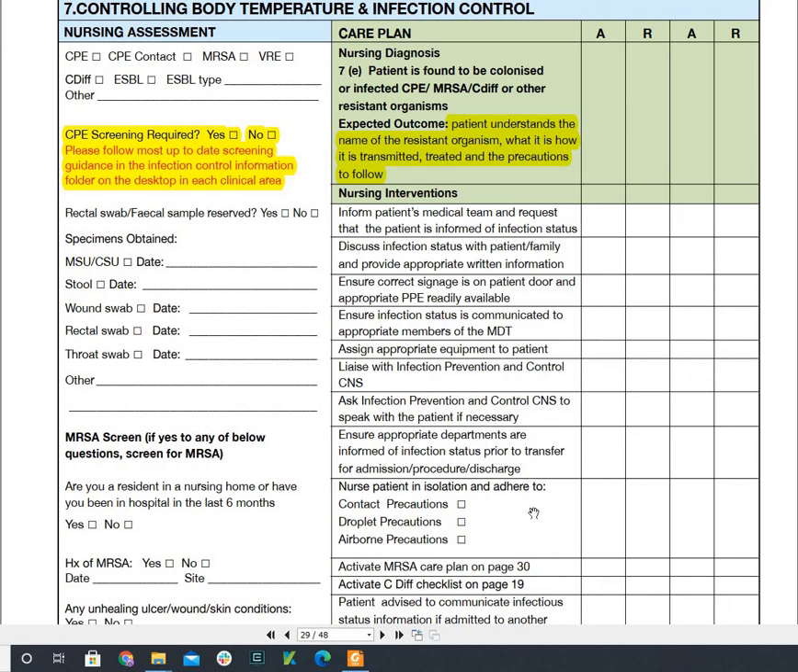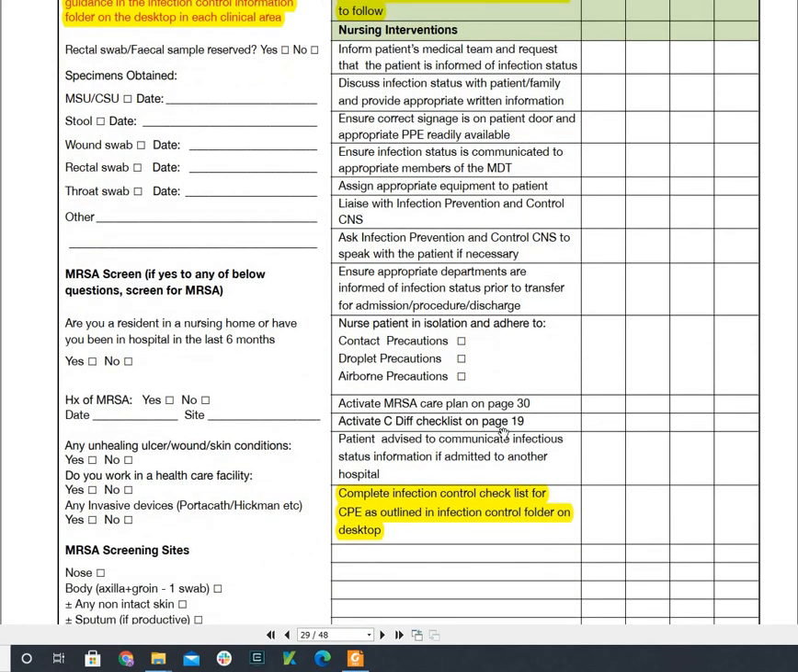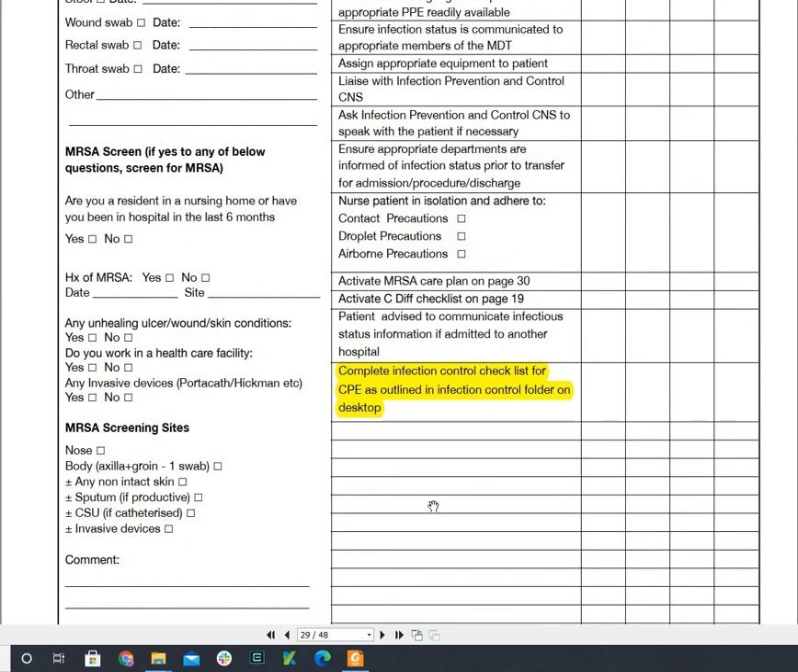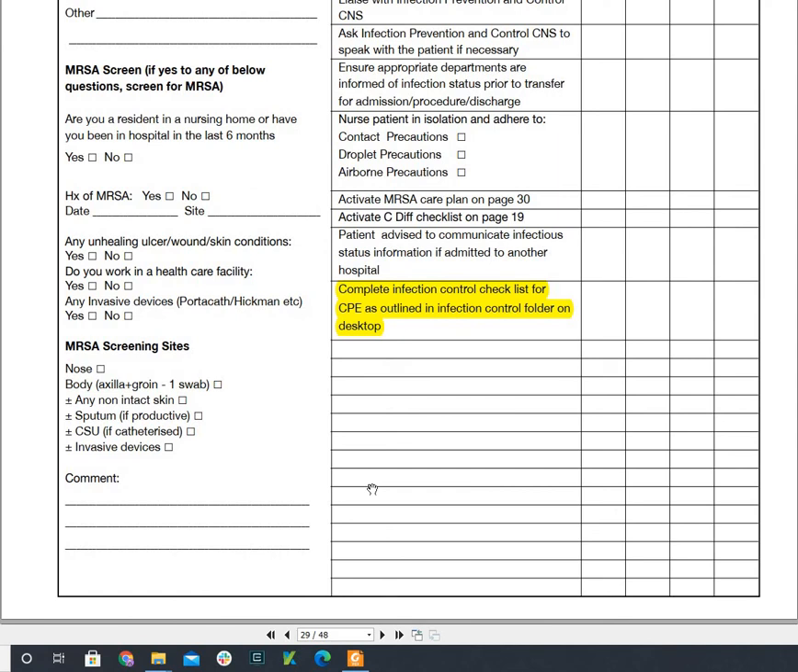Nurse patient in isolation and adhere to contact precautions, droplet precautions, airborne precautions. So you just tick whichever one applies. Activate MRSA care plan on page 30. Activate C. diff checklist on page 19. Patient advised to communicate infectious status information if admitted to another hospital. Complete infection control checklist for CPE as outlined in infection control folder on desktop, and you have blank spaces there to write your interventions. And as I said, the most up-to-date information on infection control and screening is available on the infection control folder on each desktop in the clinical areas.